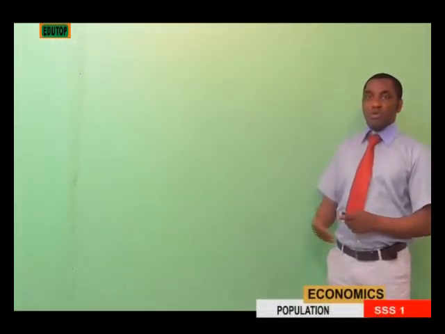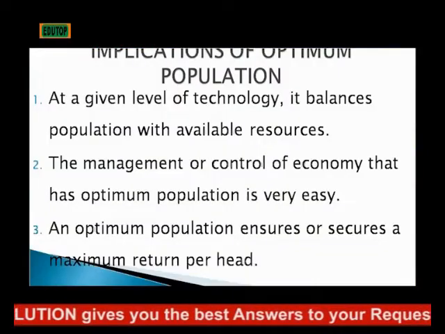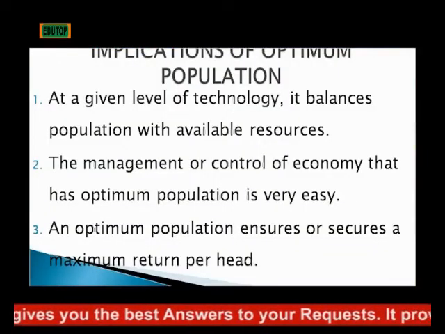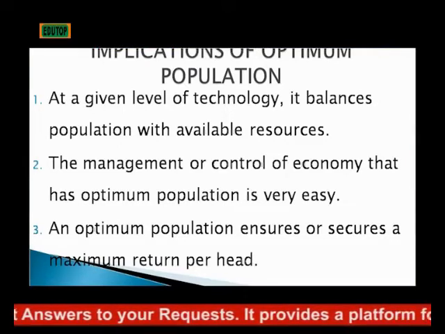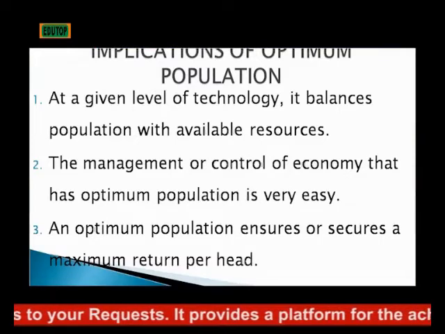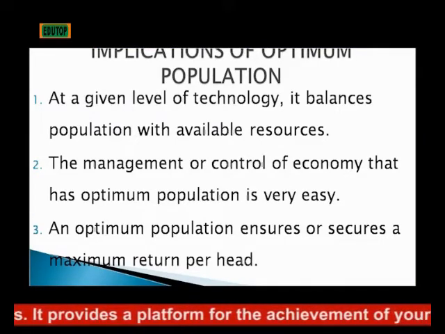Anytime there is an optimum population in a society, what are the implications? At a given level of technology, it balances the population with the available resources. That is the first implication. It will balance the population, the number of people living in the society, with the available resources.